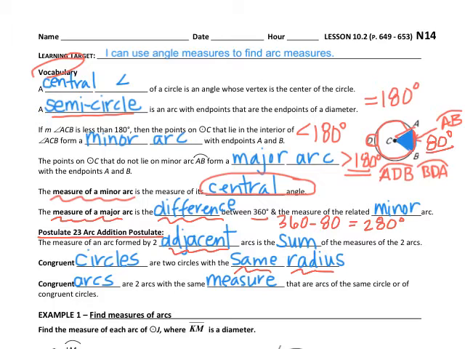Last thing we have in our vocabulary section is congruent arcs. These are two arcs with the same measure that are the arcs of the same circle or of congruent circles. So if the circles are congruent, and the arcs can be shown to be congruent, then those arcs have the same measure. All right, let's take a look at a couple of example problems.